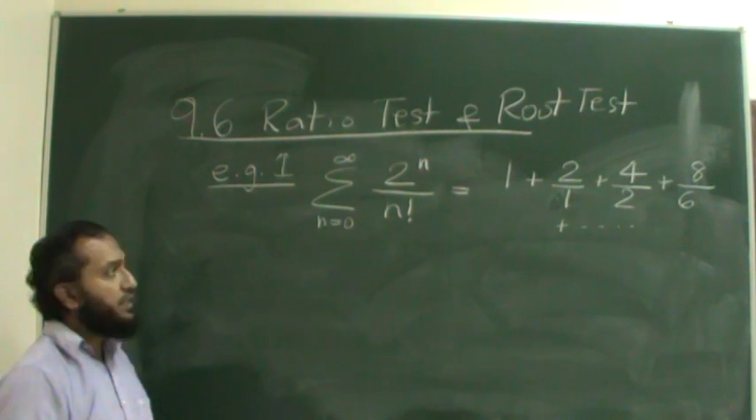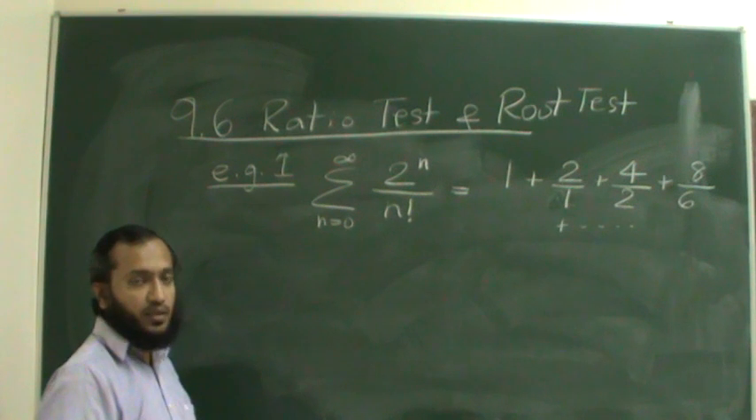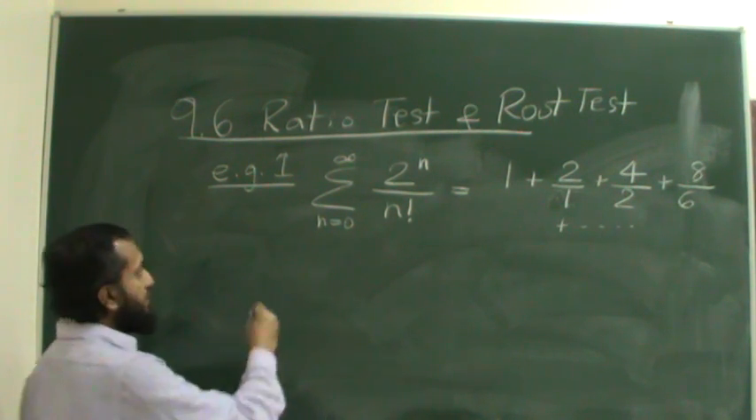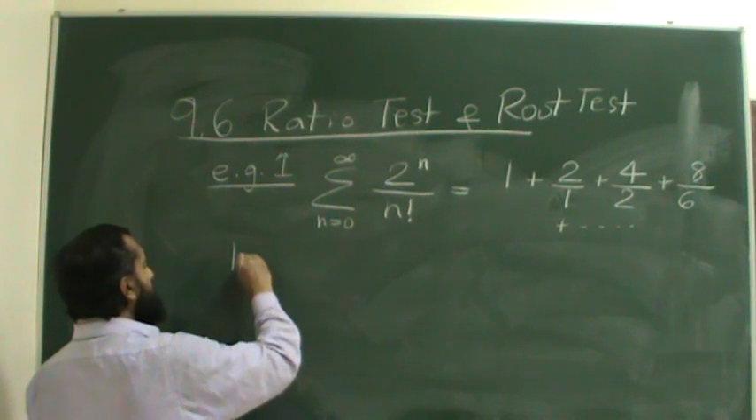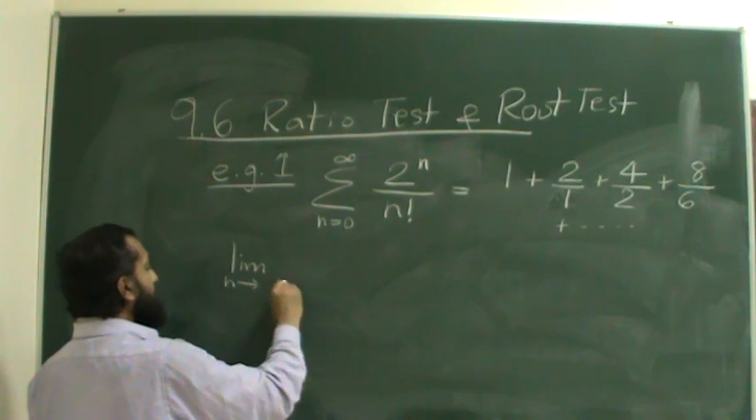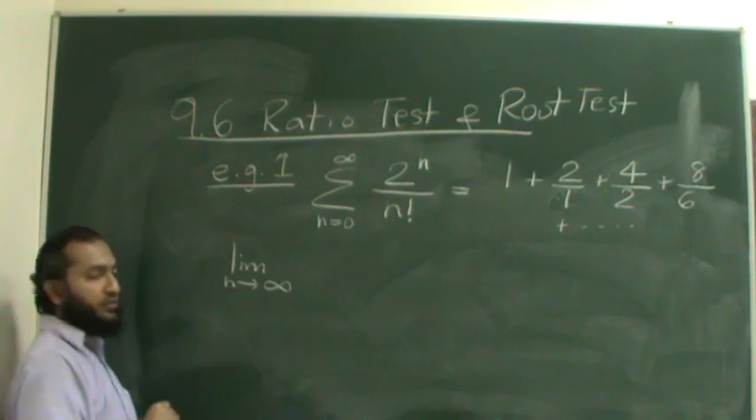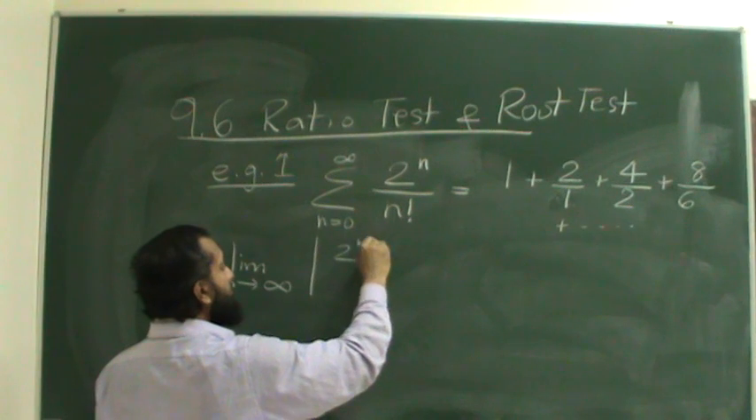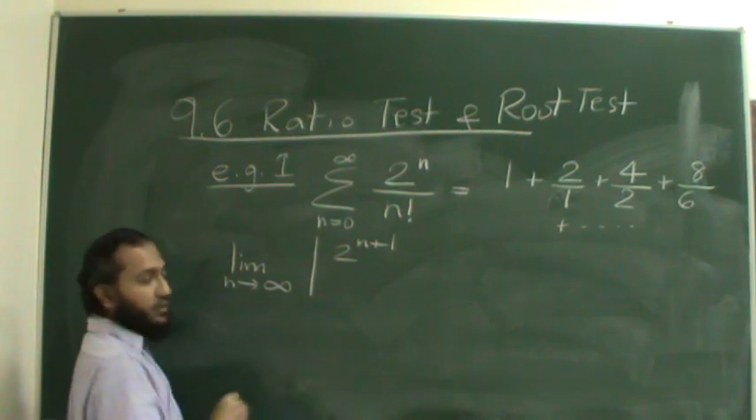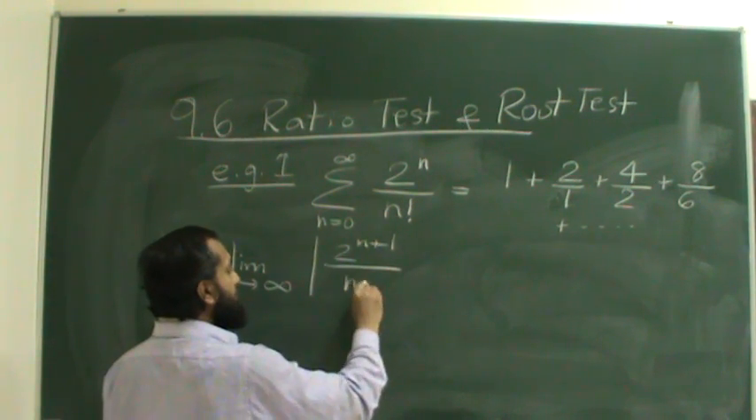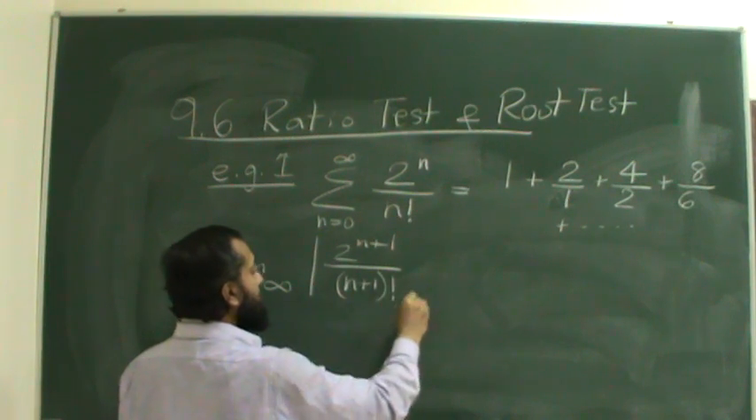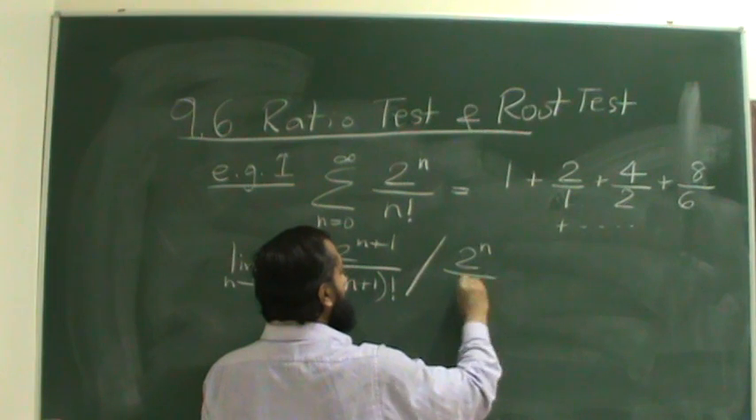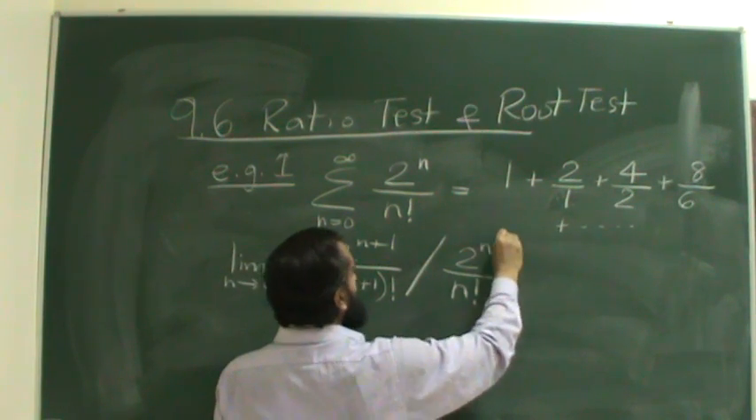Let's see what the ratio test tells us about the convergence of this series. So we set up the limit as n goes to infinity. We take the n plus 1 term, 2 to the power n plus 1, divided by n plus 1 factorial. We divide by the nth term, 2 to the n over n factorial.